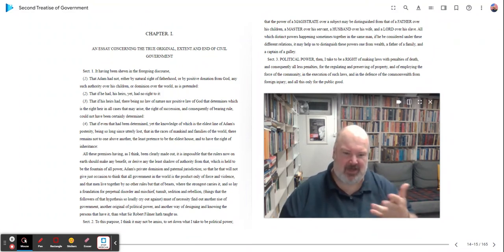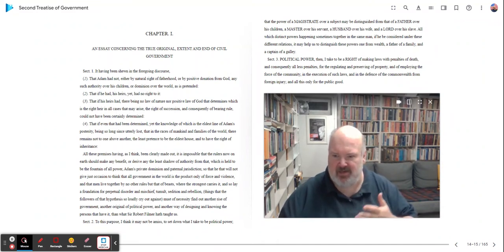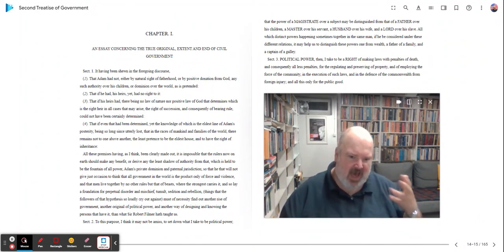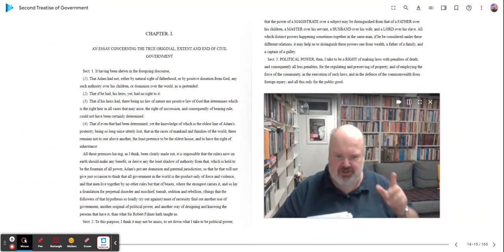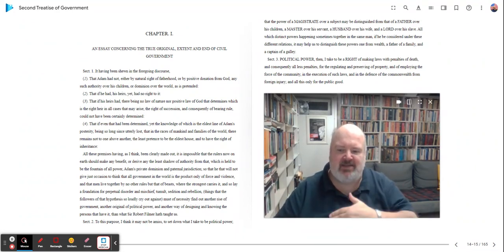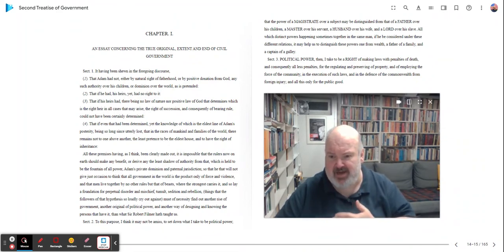So let's look at the beginning of the chapter. The first section, he says, section one: it has been shown in the foregoing discourse. Now, this is the first treatise, and that was all about Filmer's discussion of patriarchy. What has he shown? Basically, he's summarizing what he did in the first book. One, that Adam had not, either by natural right of fatherhood or by positive donation from God, any such authority over his children or dominion over the world as is pretended. Colon.